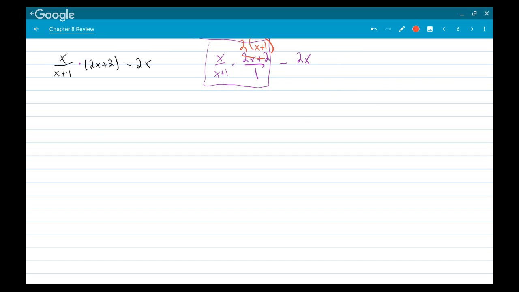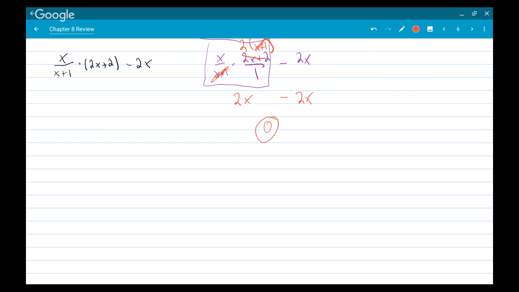So the way I'm going to do that is by taking out a GCF of 2 and turning that into x plus 1. By doing that, I can now cancel my x plus 1s because that's multiplication. So now I'm left with x times 2 over 1. Well, that's just 2x. I'm going to bring down my minus 2x, and I subtract, and I get 0.